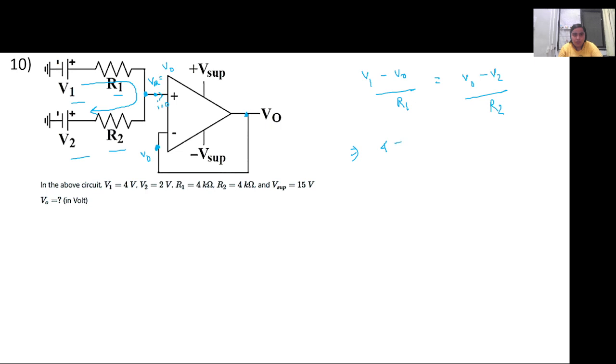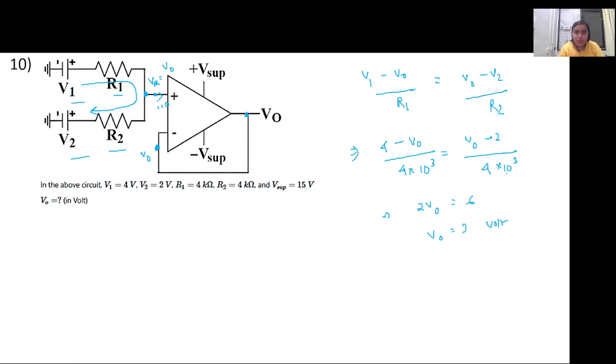V1 is 4 volt, V naught is unknown, R1 is 4 kilo ohm, V2 is 2 and R2 is also 4 kilo ohm. Is it 3? 2 V naught equal to 6. Yes, V naught is equal to 3 volt, right? So these were the questions from the previously rolled out assignment.